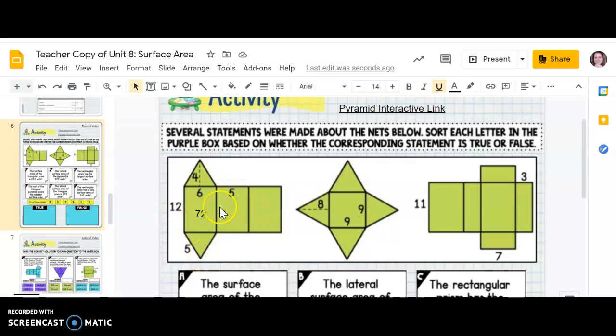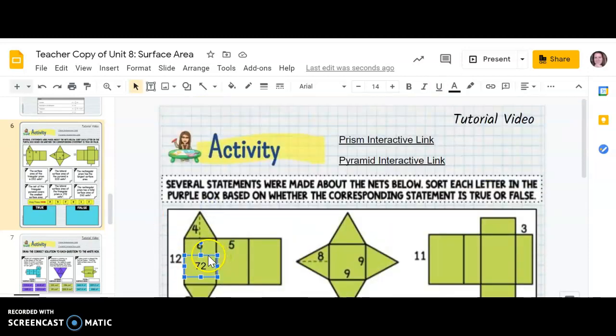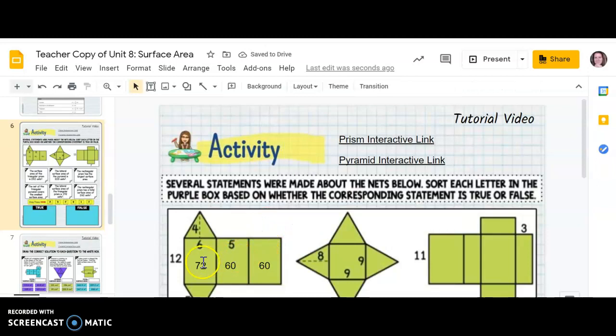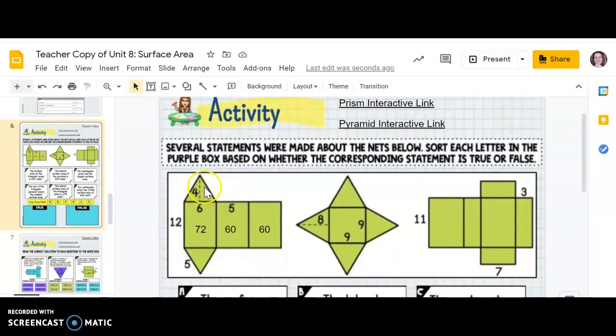So 5 times 12, I'm just going to copy and paste this over and switch the number out. 5 times 12 is 60. And so this is going to be 60. And because these two are congruent, that's going to be 60. So that's the area of both of these. And this one is a little different because that base is 6. So now I just have my triangles left. And my triangles are congruent.